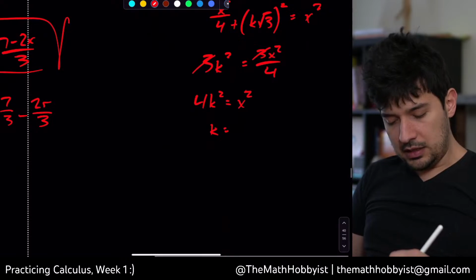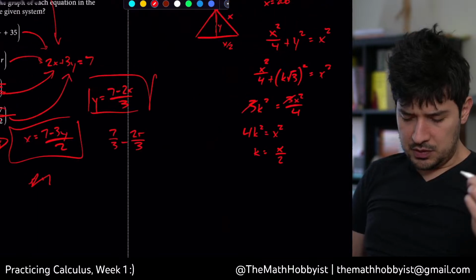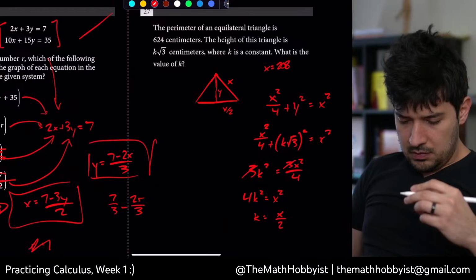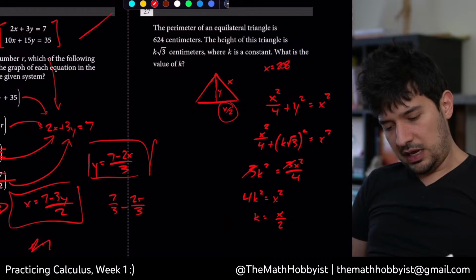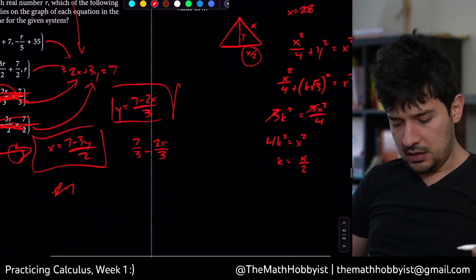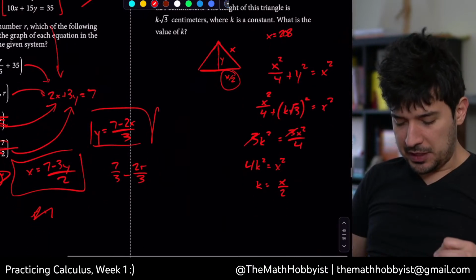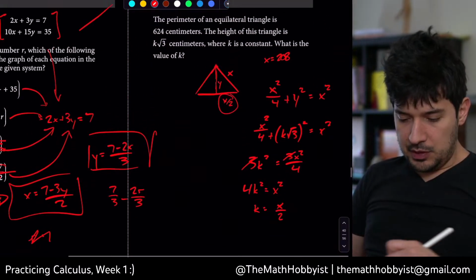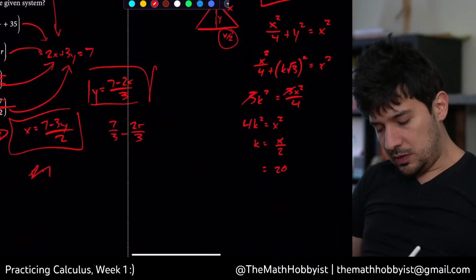Or k equals x over 2. Maybe I expected that. Yeah, maybe I should have expected that, so that this side length matches y. I don't remember if I should have expected that or not. But, well, we solved for k, and we knew that x is 208, so k equals 208 over 2, which is 104.